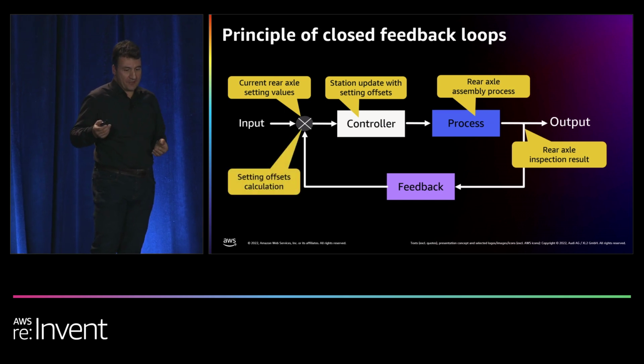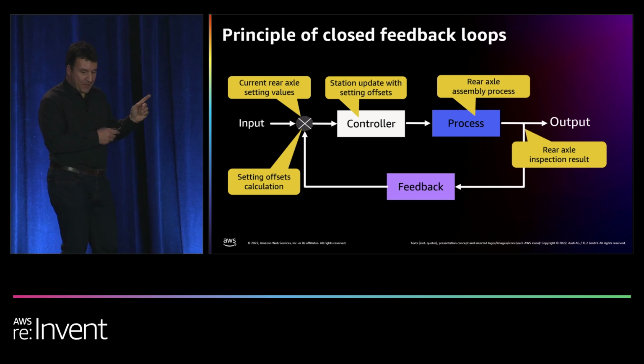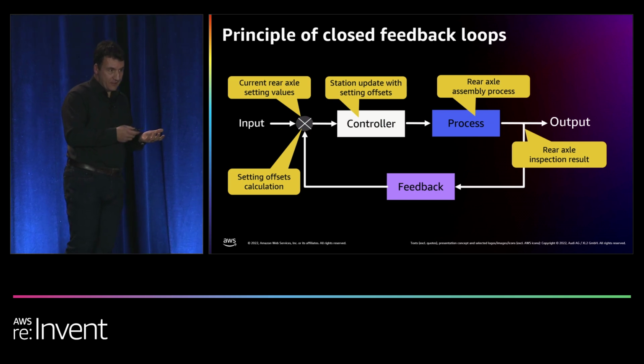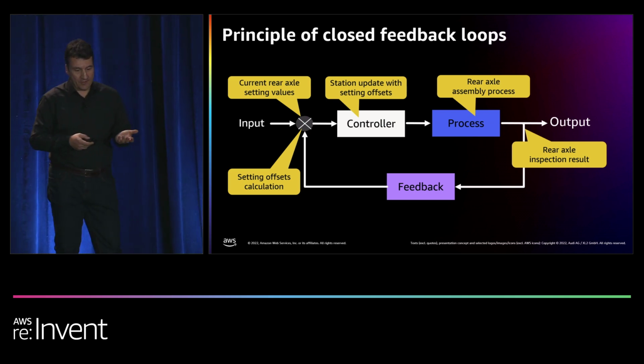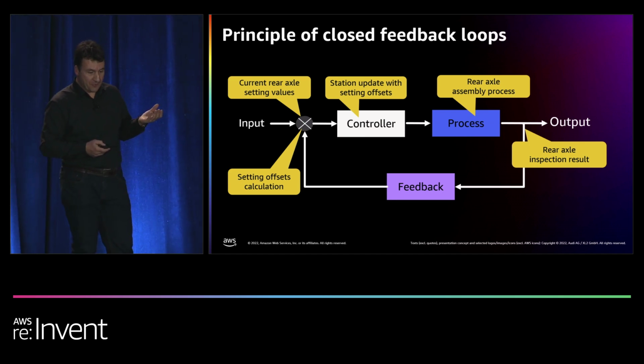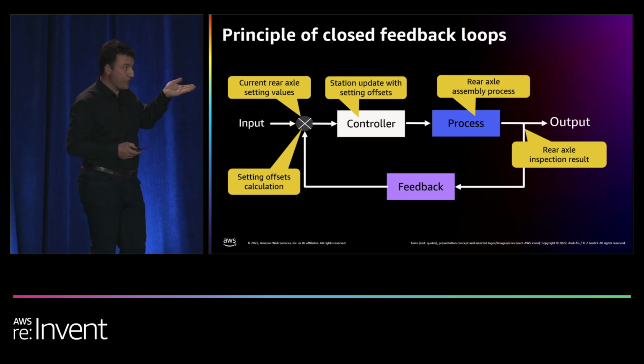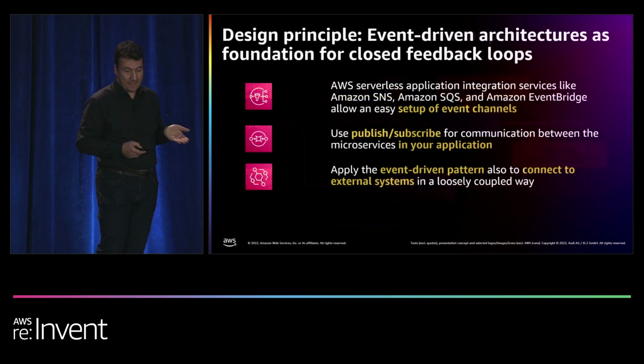And the result of this inspection could then be given as a feedback to the calculation of the new setting values of offsets that could also be station specific. And you can see here, this is then a circle, a closed feedback loop that optimizes the values. And if you look at our parameter service, we applied this principle.